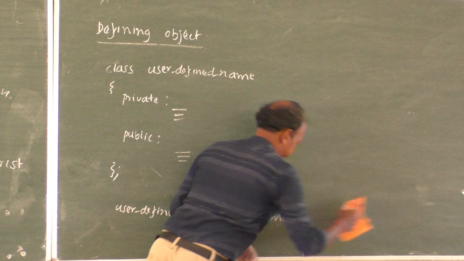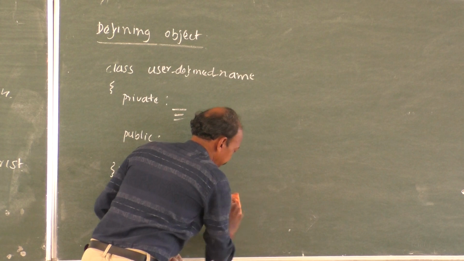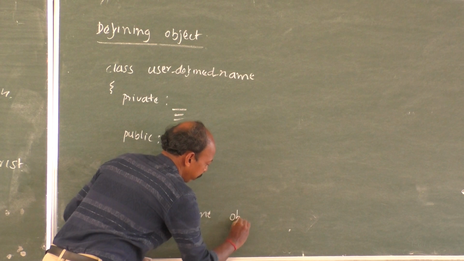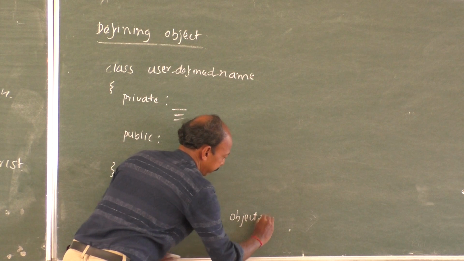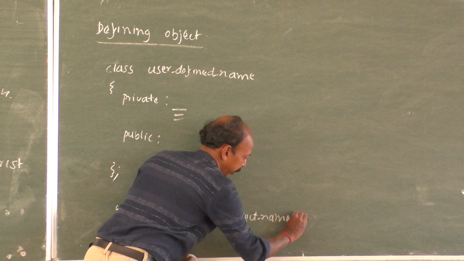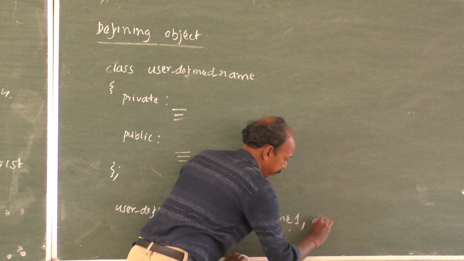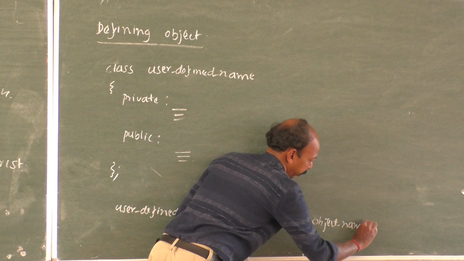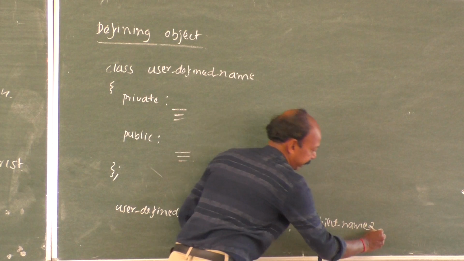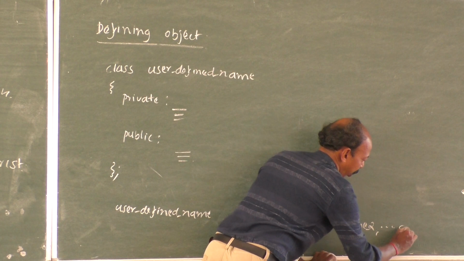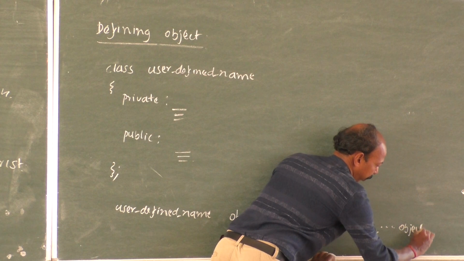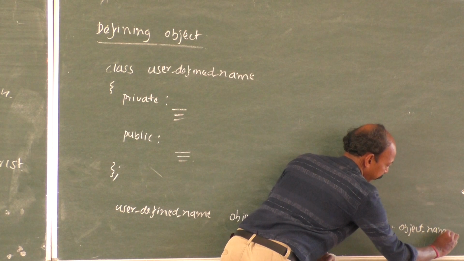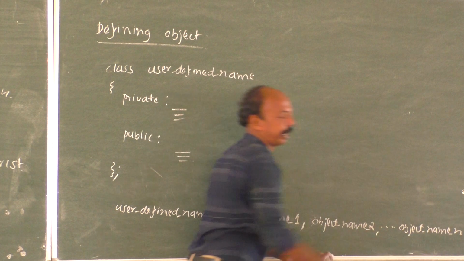or we can have many objects. So in that case we can write object name 1, comma object name 2, etc., object name n.